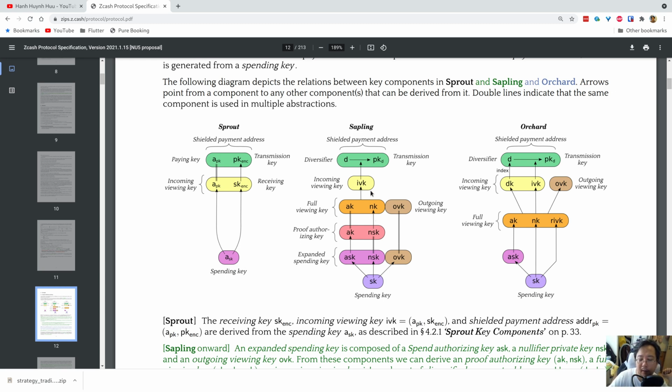If you have the IVK, you can only detect incoming money. But if you have the full viewing key, which is the IVK, but also with OVK. So it's not only IVK, right? It's AK and NK. AK and NK derive IVK, and you have OVK. So this is really like IVK, OVK, but IVK broken apart. We have AK, NK, and OVK. AK we don't need for this purpose, but we need NK and OVK. Essentially, we need NK and IVK. So the full viewing key will give you this information.